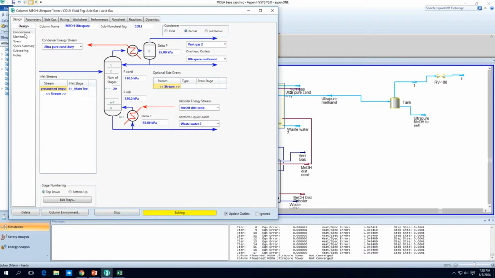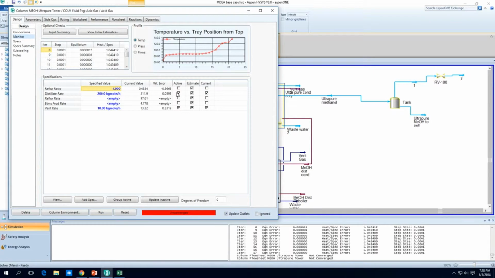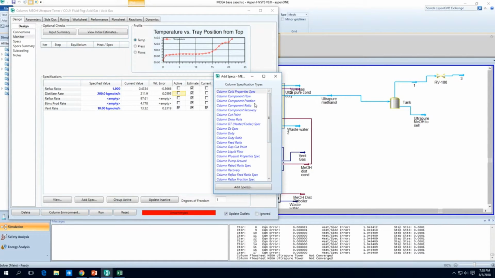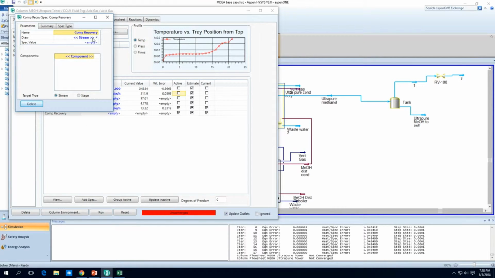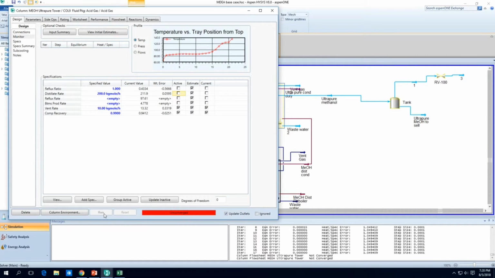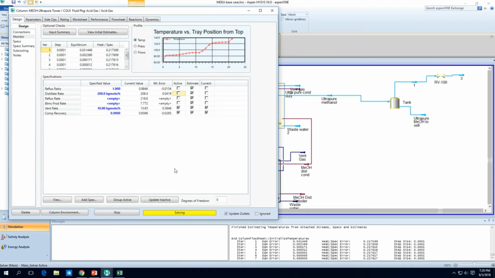And we'll stop. Let's do a different specification instead. Instead of specifying the distillate rate, let's actually specify the recovery rate. So let's go for component recovery. I'm going to do the ultra pure methanol. We're going to look at the methanol and we try and recover as much of it as possible. So let's reset and run, see whether it works.